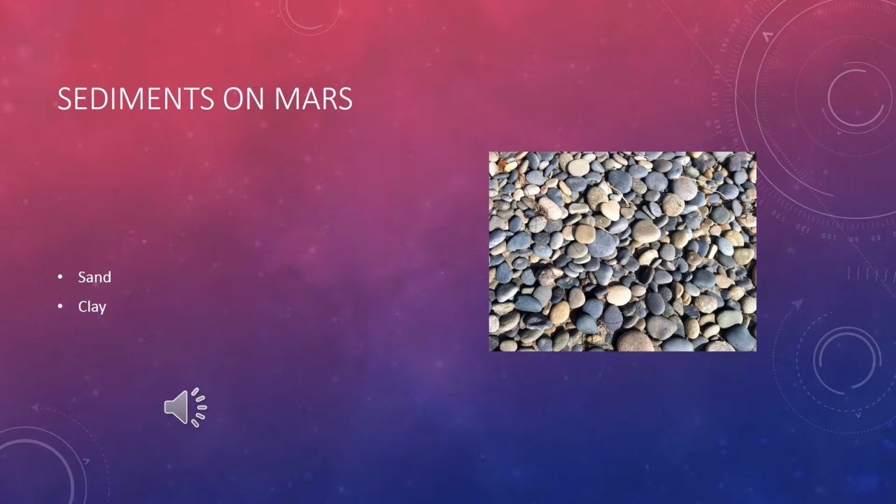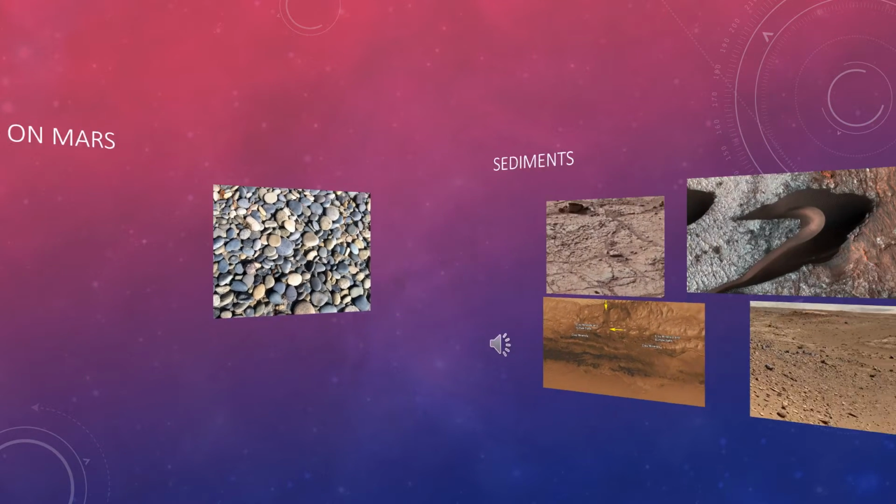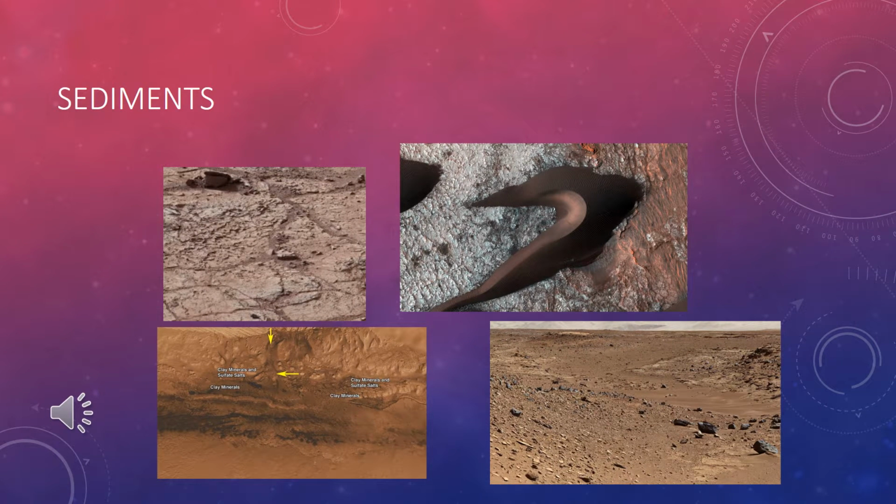Sediments are formed from weathering and erosion. Some of the sediments on Mars include sand and clay. Sediments found on Mars are the result of mechanical weathering and from the impact of asteroids. They are also transported through the wind since there is a lack of water. The clay sediments can be found around craters.